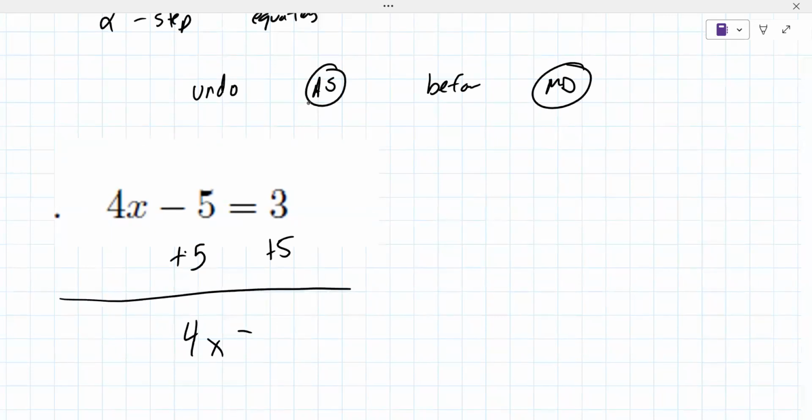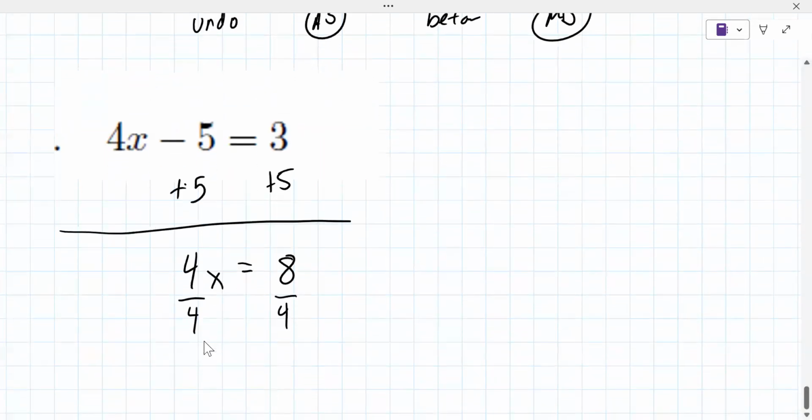So 4x equals 8. And now the 4 is multiplying the x. So you undo multiplication by 4 by dividing by 4. x equals 2. Like that. Does that make sense?